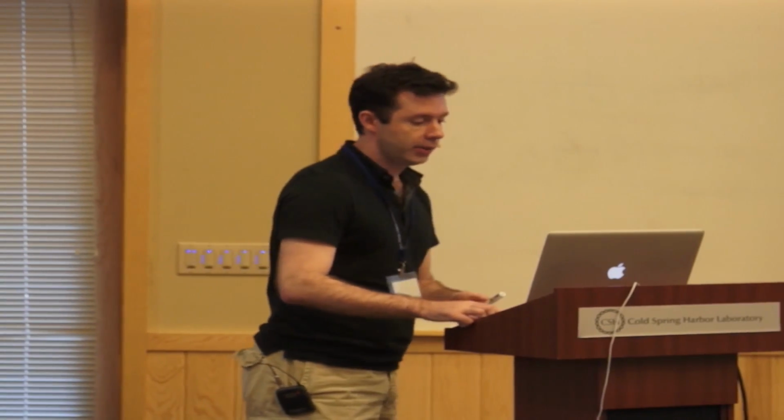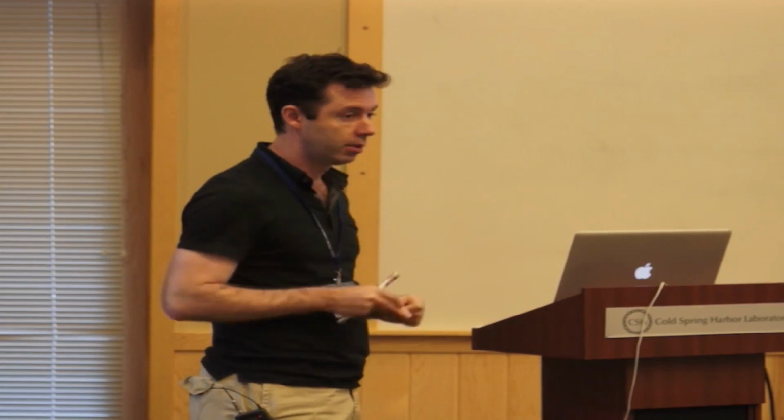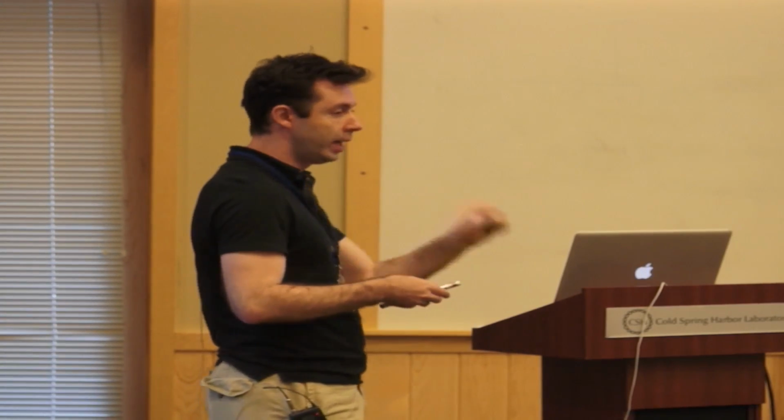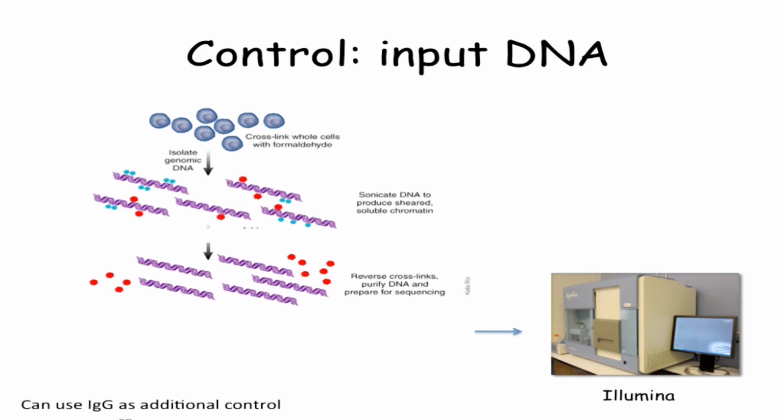So this is ChIP-seq. Every time that you do ChIP-seq, you want to do a control experiment, which is pretty much the same as a ChIP-seq experiment, except that you omit the antibody from the mix. What you end up with is essentially isolating DNA, but not DNA that has been selected for binding to the protein of interest.